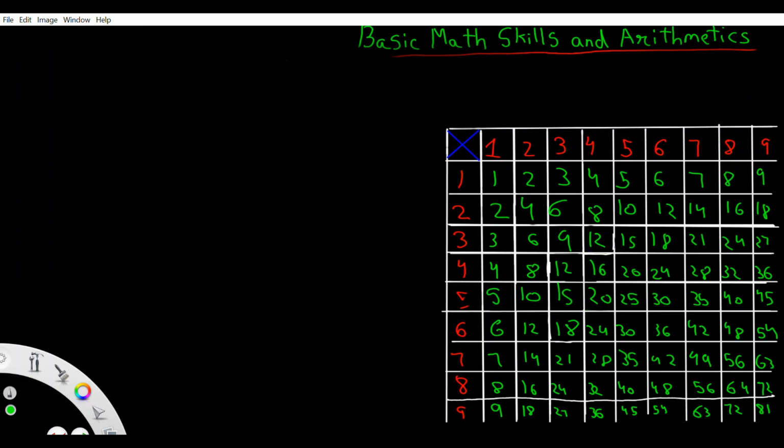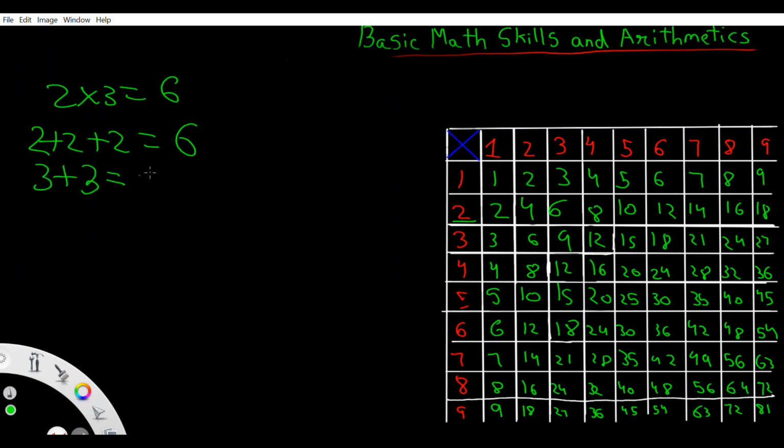So if you want to do 2 times 3, you move from the second column to the third row to reach 6. So 2 times 3 is 6. This also means that if you add 2 to itself 3 times, you should get 6. And it also means that if you add 3 to itself 2 times, you should get 6. This is because multiplication is the same thing as repeated addition.